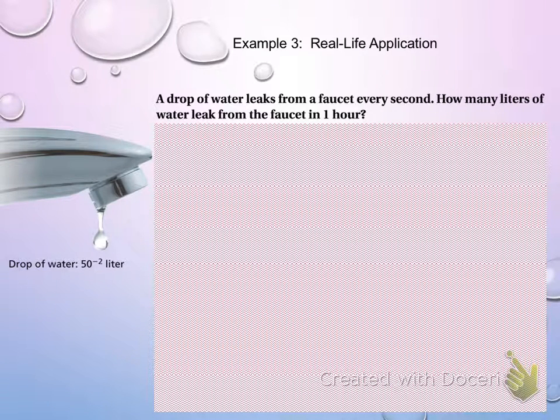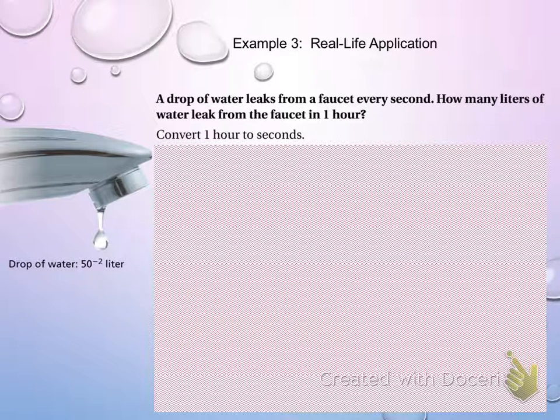So how are you going to do that with a real-life application? A drop of water leaks from a faucet every second. How many liters of water leak from the faucet in 1 hour? Well, the first thing you're going to have to do is convert hours to seconds, because we know over here it says a drop of water is 50 to the negative 2 liters.